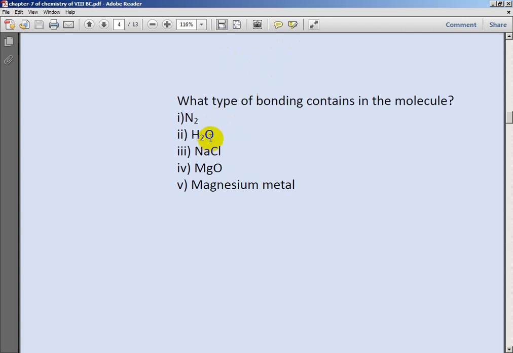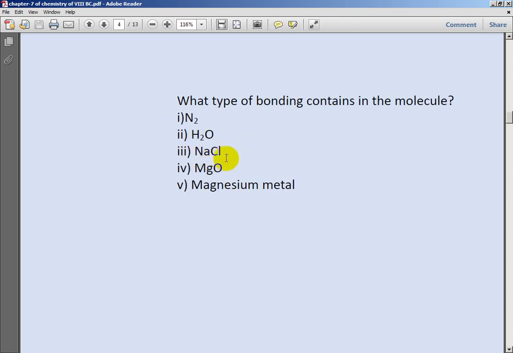And water. In water, what type of bond is present? Hello, student. In water, what type? Covalent bonding. Why? Why, Sadman Sakib? Why is covalent bonding present in water? Because hydrogen and oxygen are both non-metals. Yes.